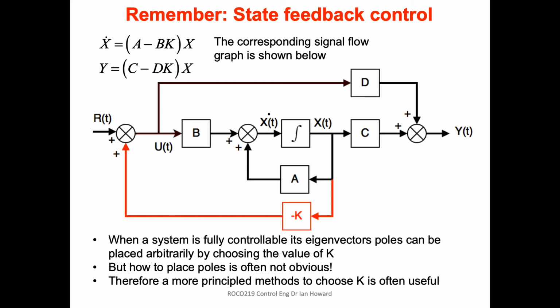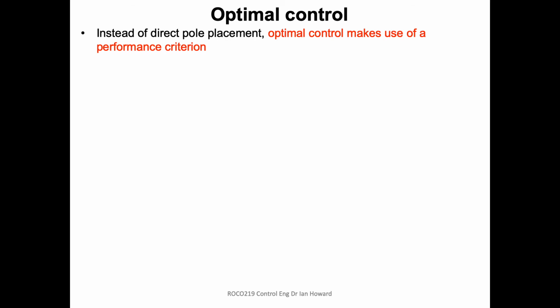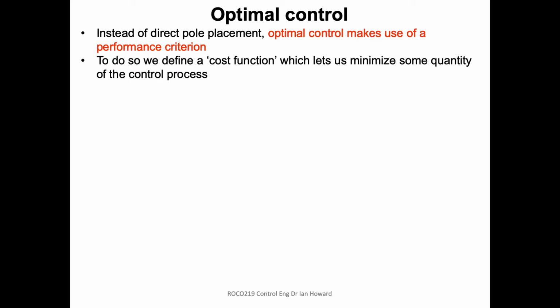People have been discussing this for a long time, and there are now more principled ways of choosing the value K than just deciding that this is the pole value that you need. That's the idea of optimal control. We're going to define a criterion for optimality in terms of a performance criterion. To do this we have to define a cost function, and we want to minimize this. We want our controller to come up with a minimum cost as defined by our cost function.